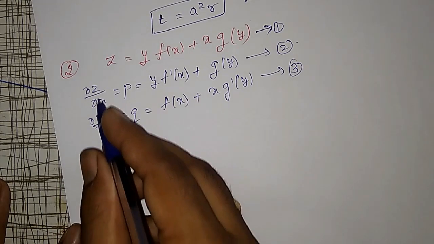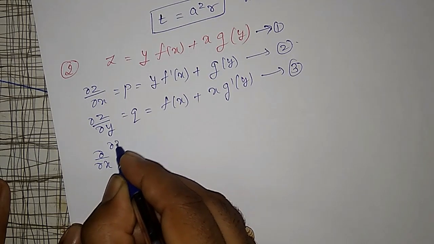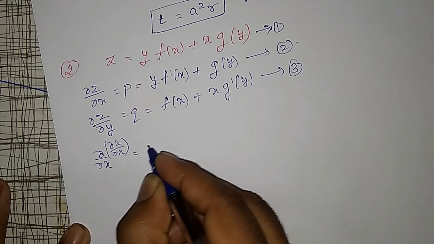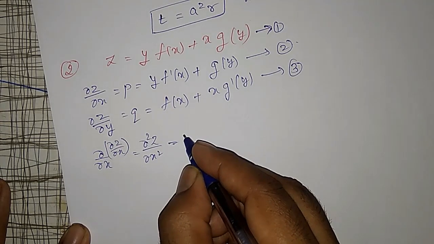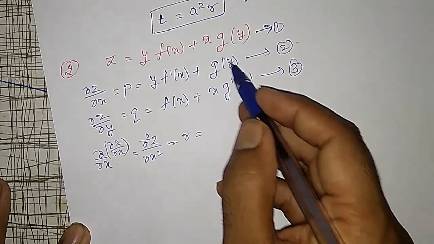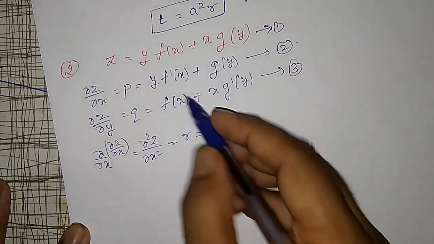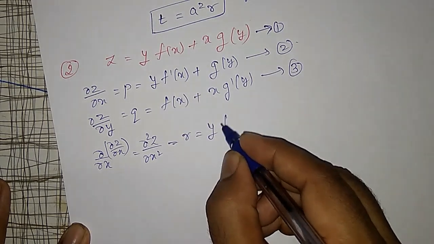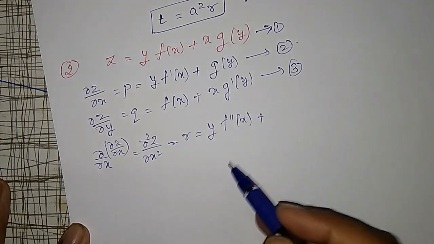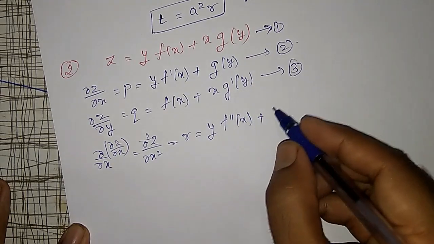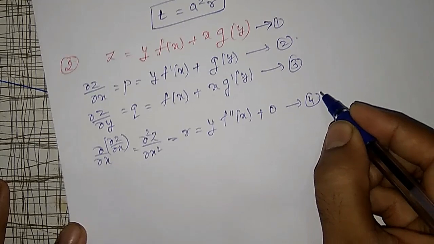Therefore, again differentiating partially with respect to x, dou by dou x of dou z by dou x, I will call it dou square z by dou x square, which is equal to r. Now differentiating this partially with respect to x, y is constant, the partial differential of f dash of x will become f double dash of x plus g of y. I have to differentiate with respect to x, therefore it will become 0. No function of x is there, 0. Call it equation number 4.